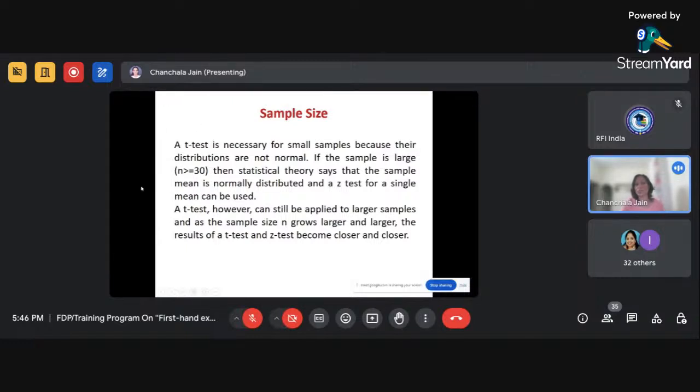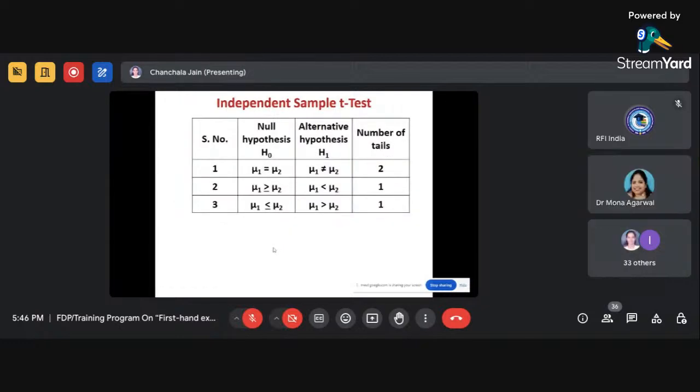You do not need to look at this n value. You need to see whether you know the standard deviation of the population or not, right? Now, moving to the next slide.